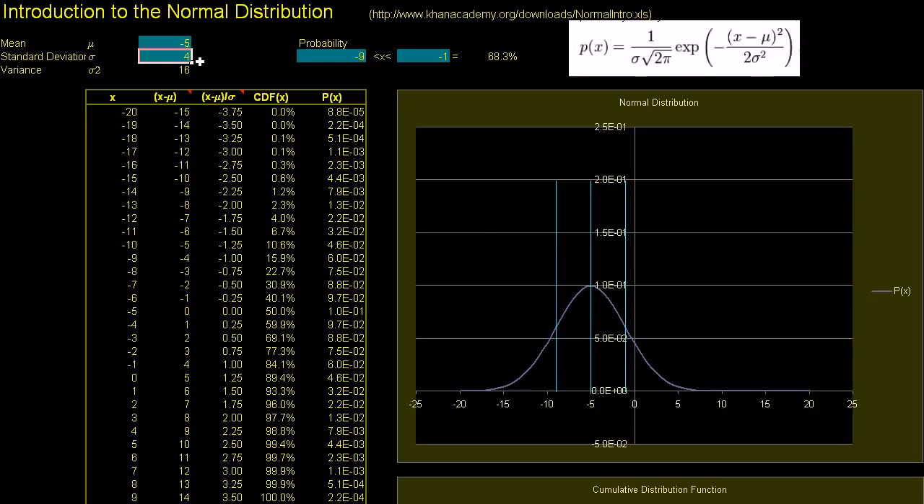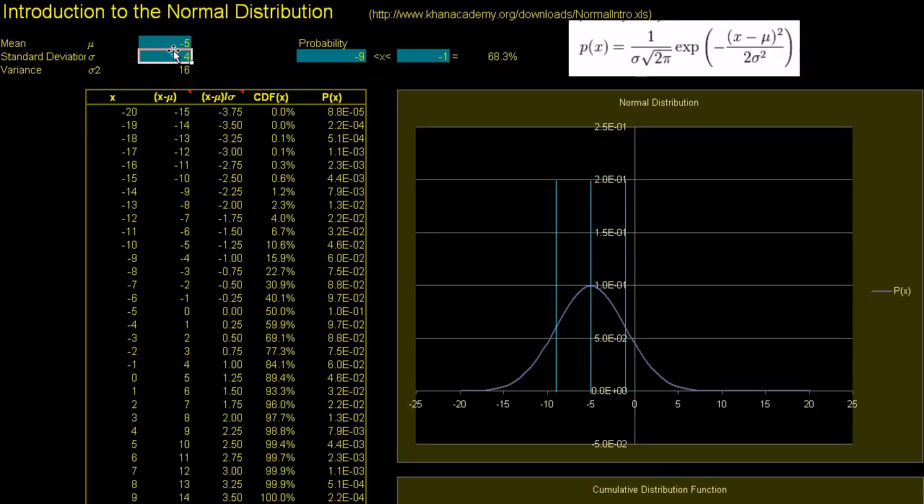Now what happens when you change the standard deviation, right? The variance is the average squared distance from the mean. The standard deviation is the square root of that. So it's kind of, not exactly, but kind of the average distance from the mean. So the smaller the standard deviation, the closer a lot of the points are going to be to the mean. So we should get kind of a narrower graph.